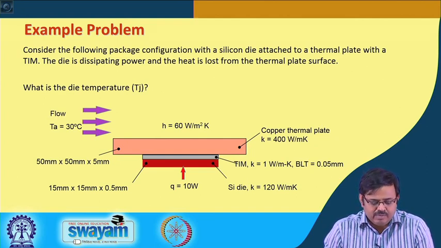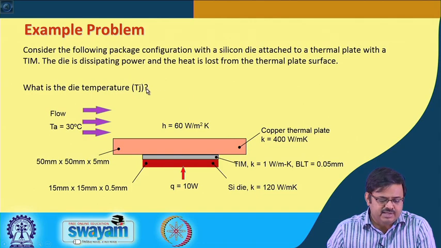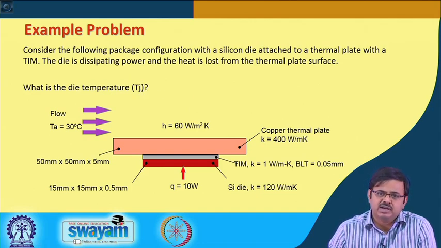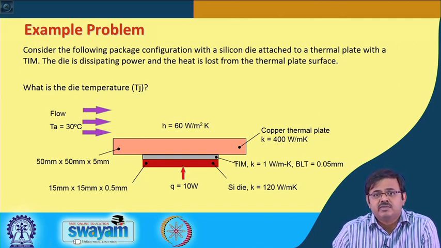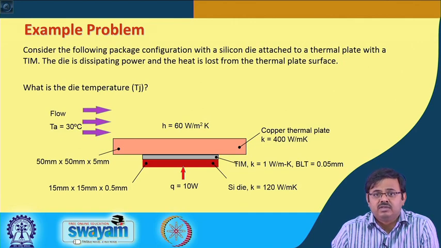And then what I am asking is, what is the die temperature Tj? Why Tj? We will talk about that. At this point, let us just say it is Tj. The temperature of the die right at this location at the bottom, which is going to be the hottest temperature, is Tj. What is its value? Can I solve this? How do you solve this problem? It's a very simple one.